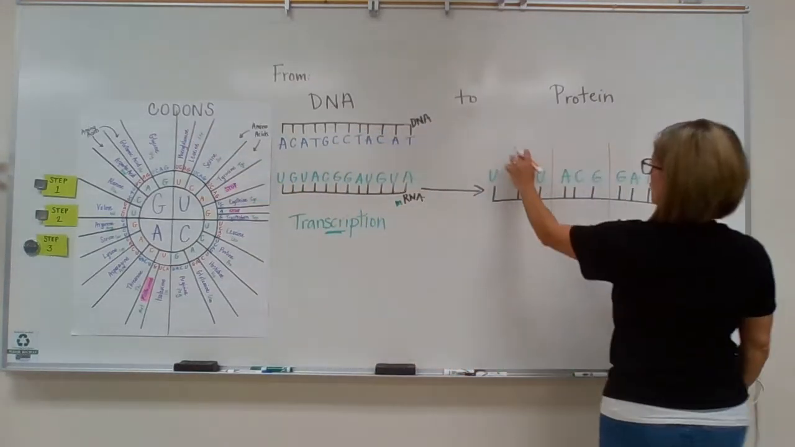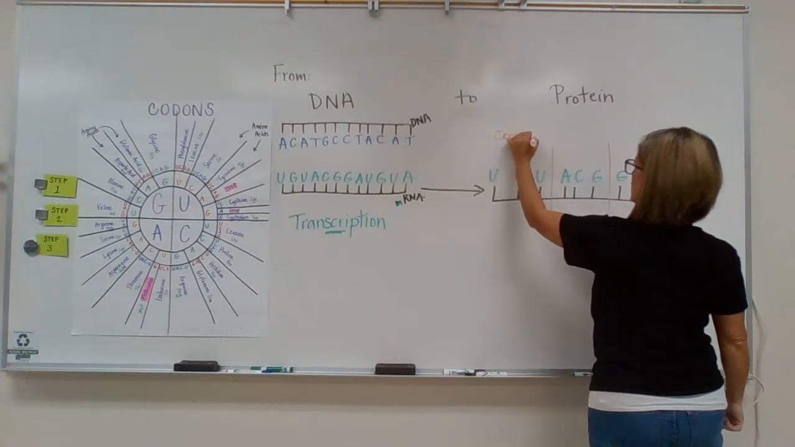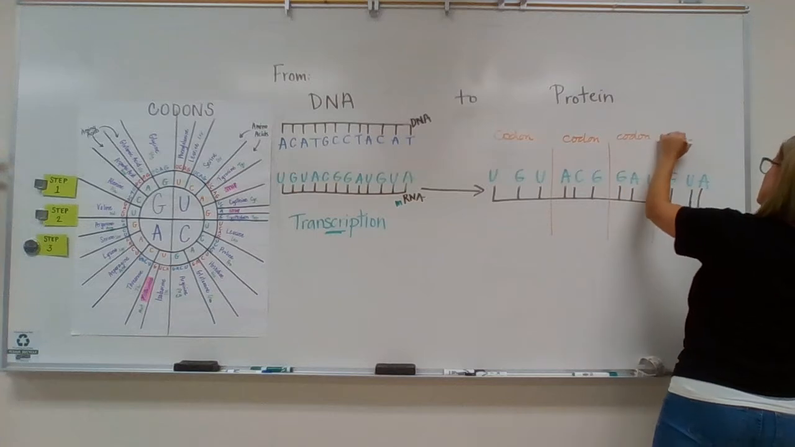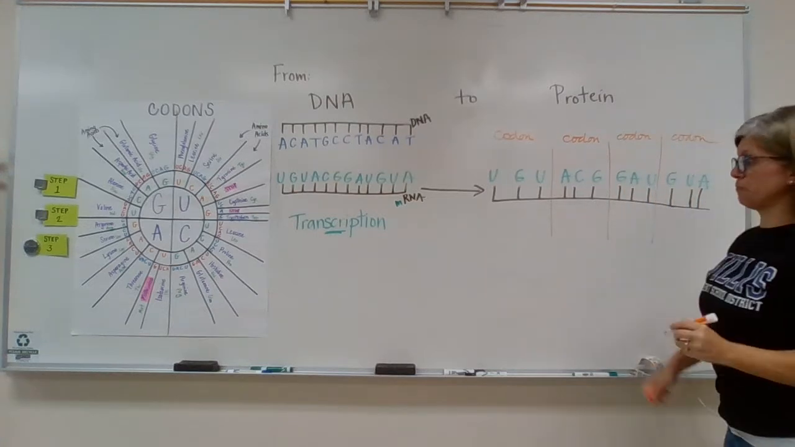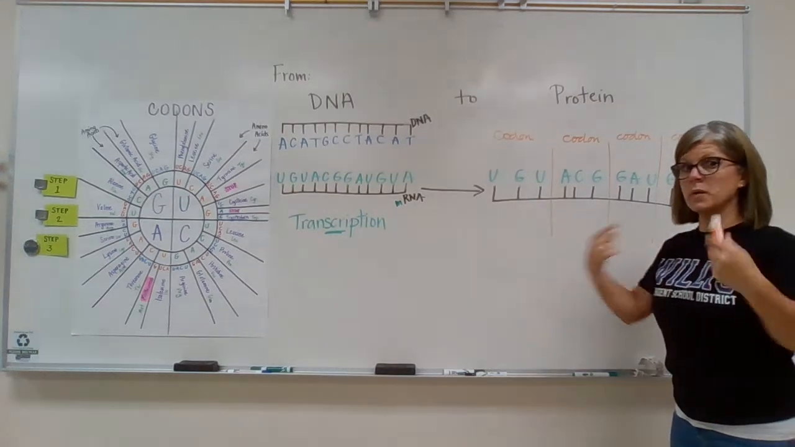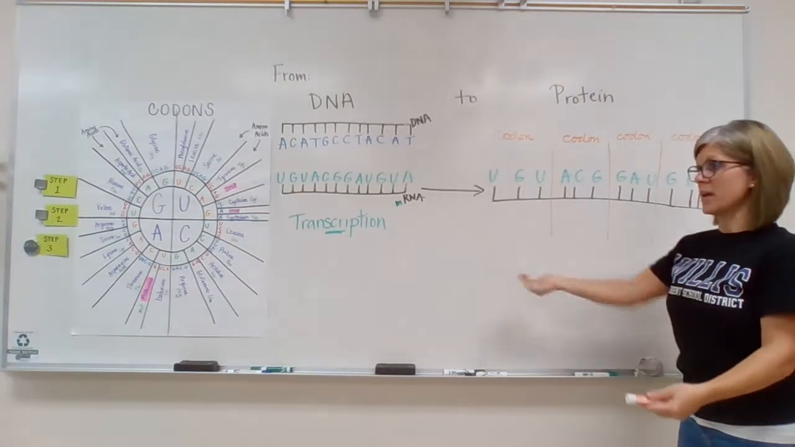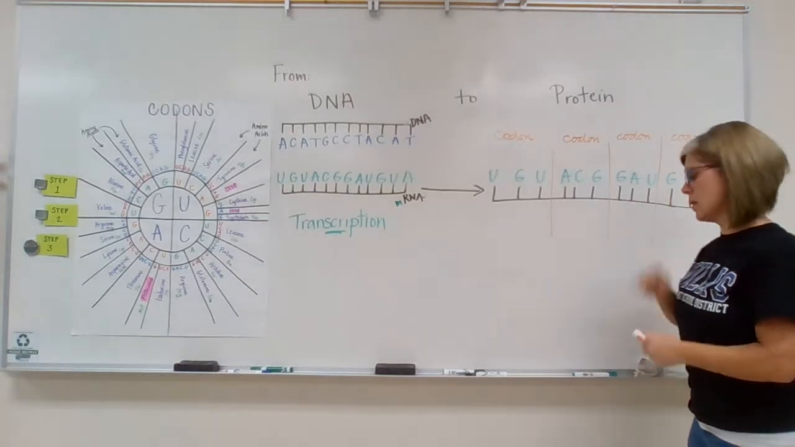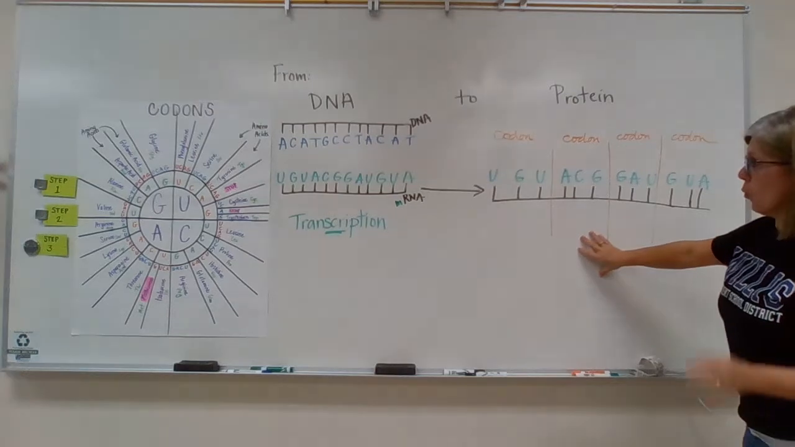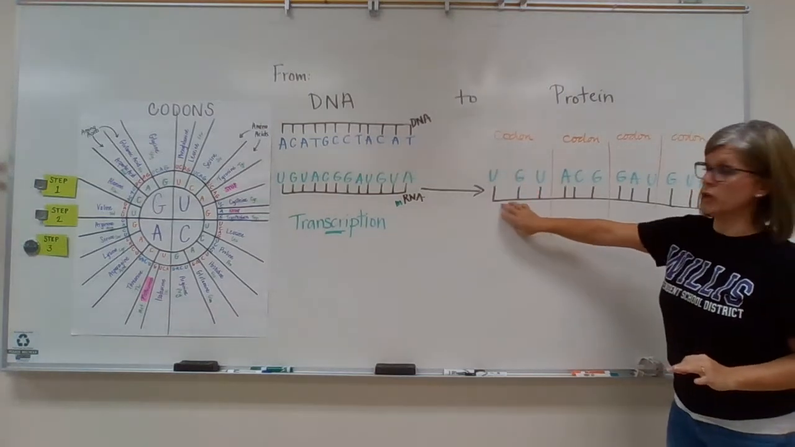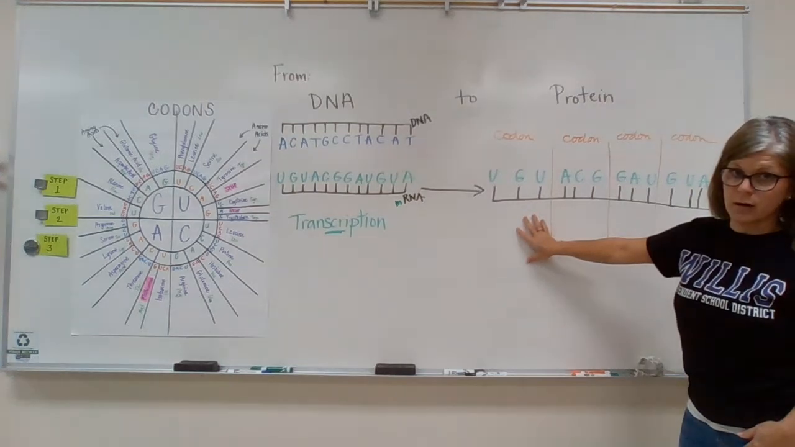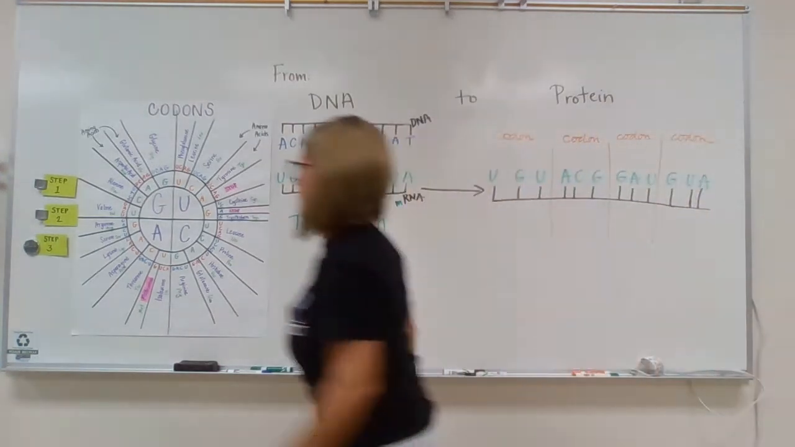Okay, so this is a codon, this is a codon, this one is, and this one is. These are important because this is how we're going to figure out what amino acids are going to be built to make that polypeptide or that protein. This is where the codon chart comes into play. So what we're going to do is we're going to look at this first codon, UGU, and we're going to find it on that codon chart. And this is how we do that.